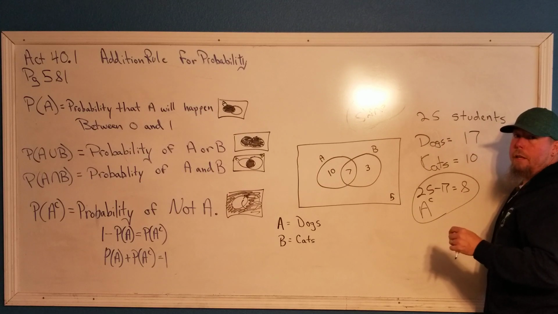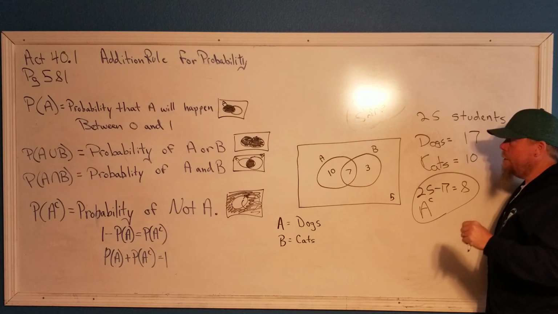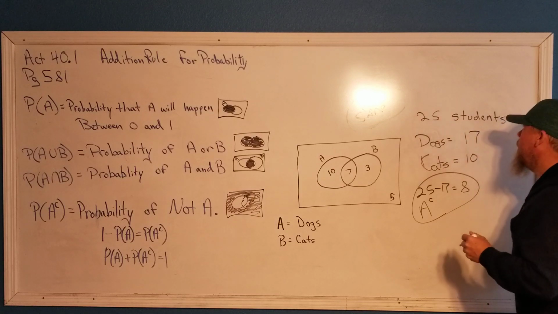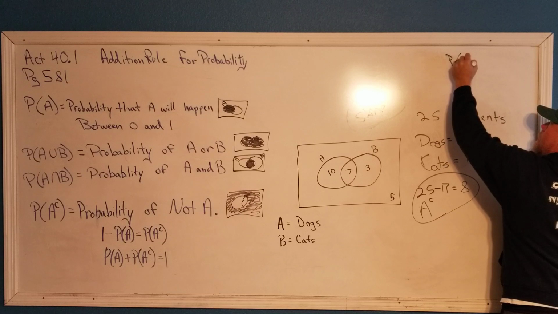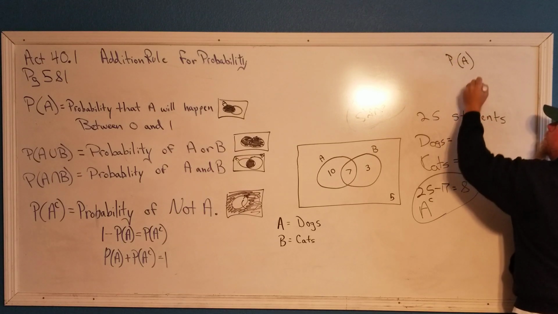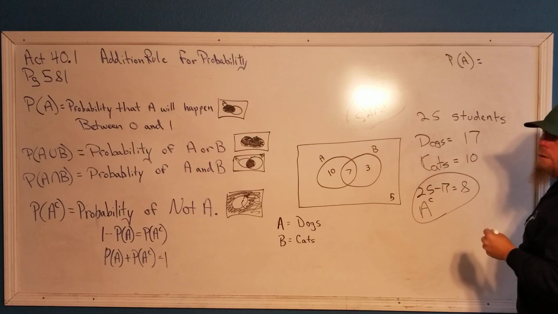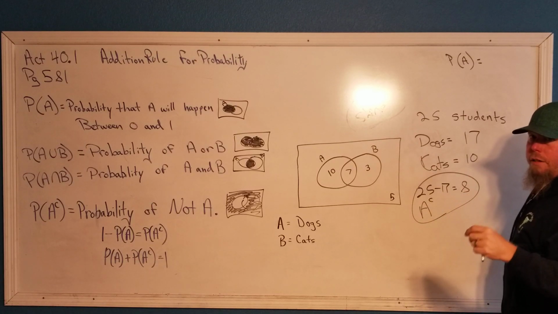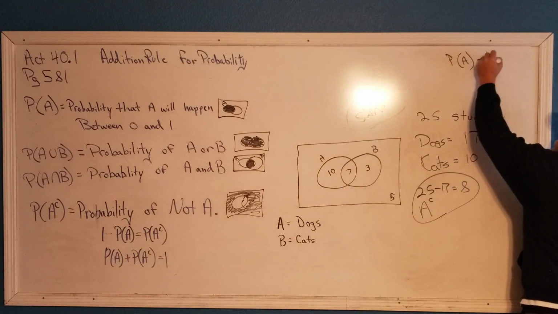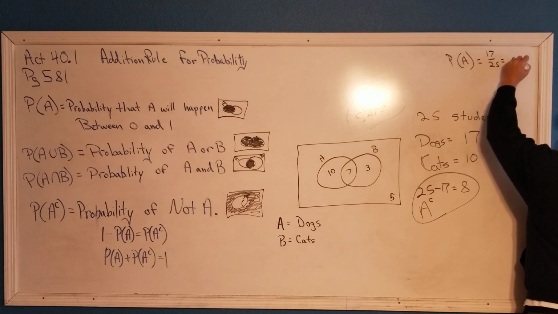So if we were talking about probability, these are just straight up numbers. If we're talking about probability, there are 25 students total, right? So every student is 4%. So if we wanted to know the probability that somebody has a dog, which we said we're going to use the letter A, well, there's 17 students that have a dog, so that's 17 times the 4%, or 17 over 25. And so that would be 0.68.